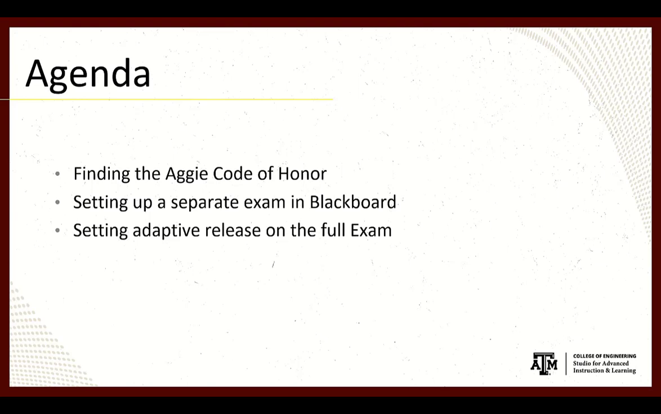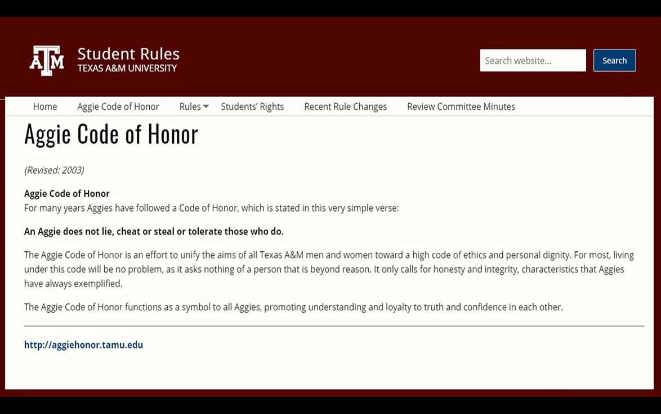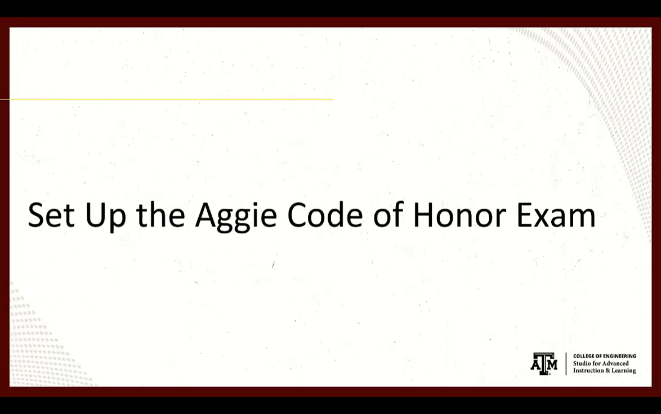We'll walk you through the steps of setting up an adaptive release on your exam so it will not open unless the student says yes, they will abide by the Aggie Code of Honor. You can find the Aggie Code of Honor on the Student Rules site. You'll want to keep this handy so you can copy and paste this statement into your exam question. Now that we have the Aggie Code of Honor ready to copy, let's create our exam in Blackboard.